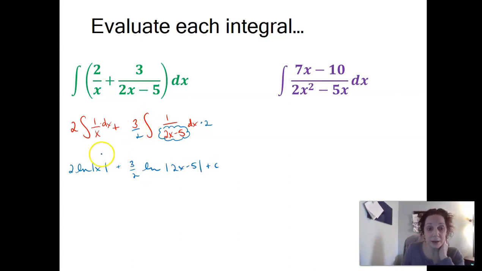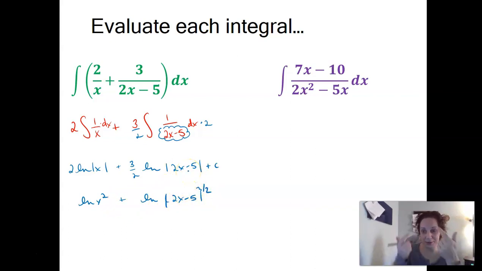Now again, I could point out that they could do all kinds of fun stuff with this. They could rewrite this as the ln of x squared. They could rewrite this as the natural log of 2x minus 5, but you would still need these to the 3/2. Then, since this is an addition, they could put it together as a product. They could make it say the natural log of x squared times 2x minus 5 to the 3/2, like this. All of these along the way are true. So again, when it comes to natural logs, keep an eye out for that.